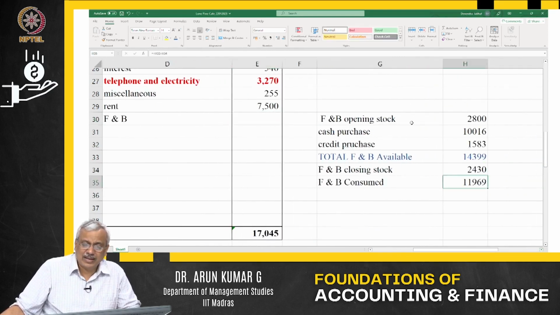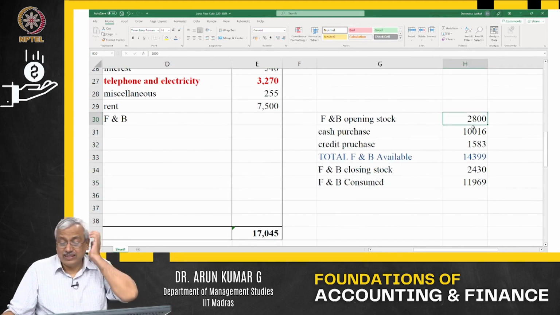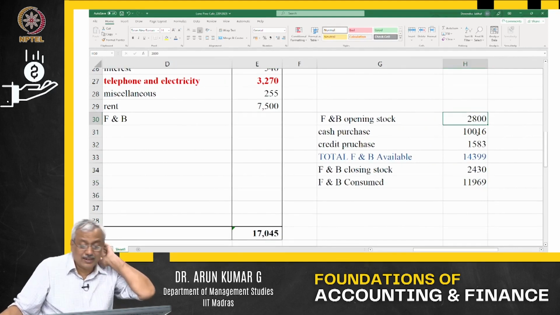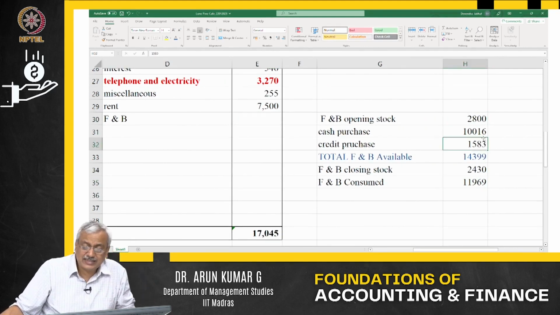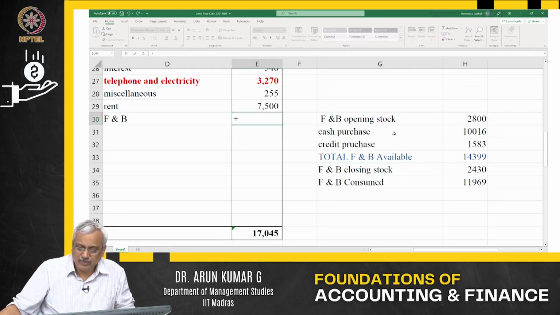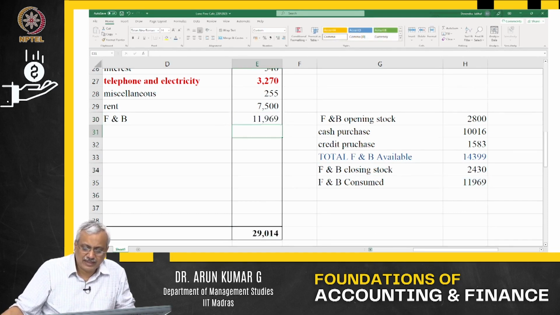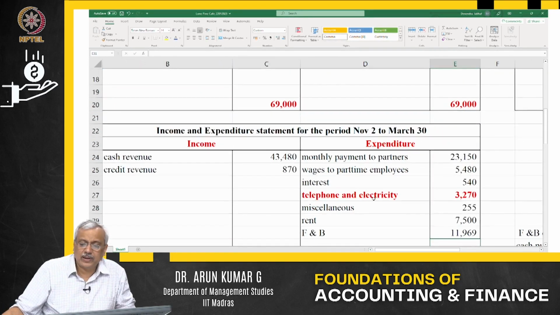In the P&L, only the amount that has been consumed will go. Only what is accrued, because this is the stock you began with, this is your cash purchase, this is your credit purchase. That means total available is here, minus what is left over is what is consumed. So F&B consumed during the period is this. That is how we calculate this.